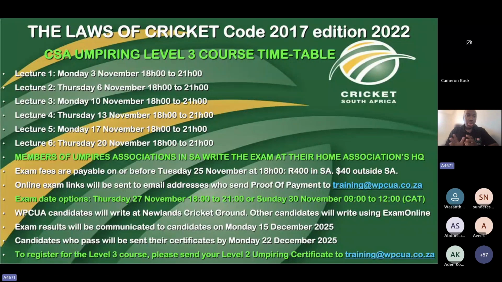We are now going to revert back to our Cricket South Africa Level 3 umpiring course lecture. I'm going to start off by going through the course timetable. For today, Abdullah is going to be taking us through level 1 revision. Then on Thursday, for lecture number 2, Abdullah is going to take us through level 2 revision. This is basically groundwork and assumed knowledge for level 3.